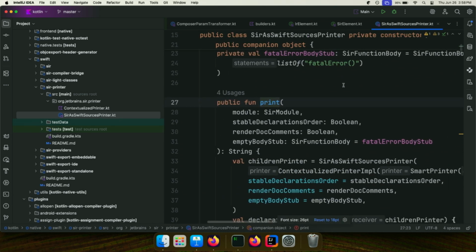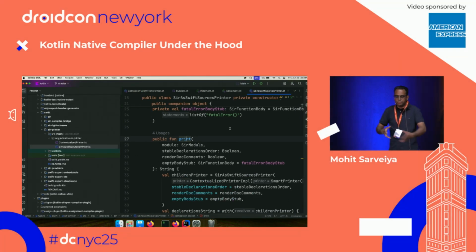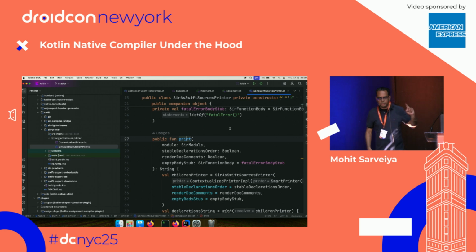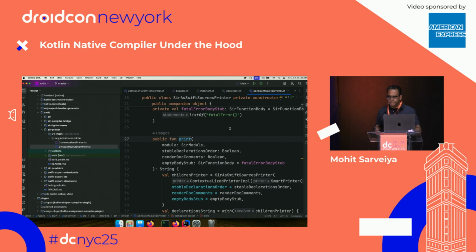So when you convert things to SIR, this method takes in that module and it basically gives you a string representation of Swift. It goes Kotlin all the way to Swift. That's how it works underneath the hood. This is in beta. It doesn't support all language features.